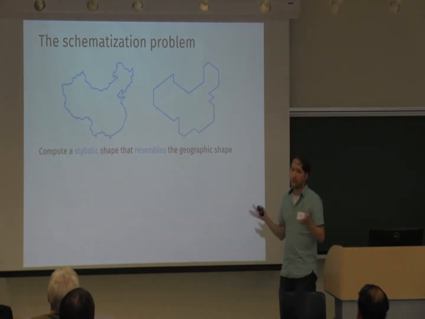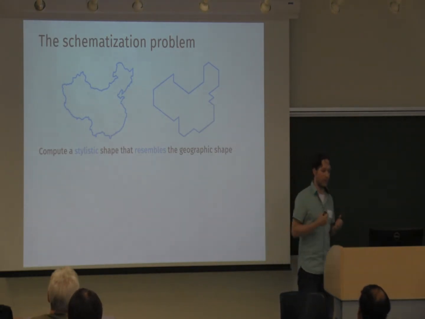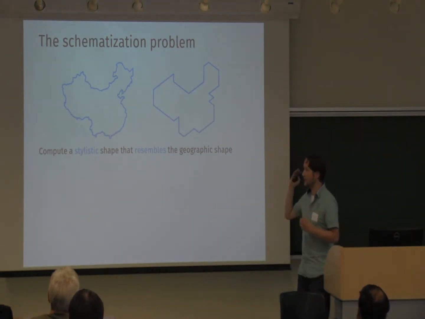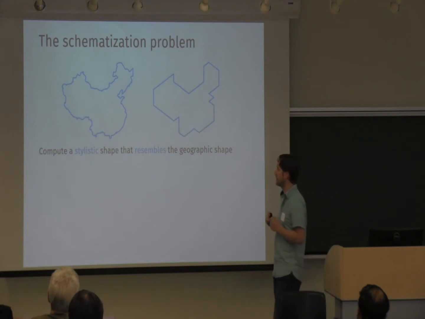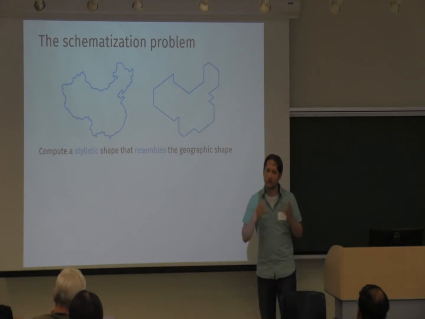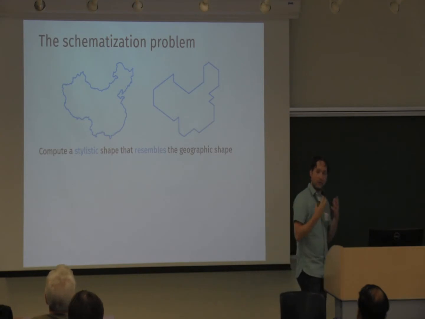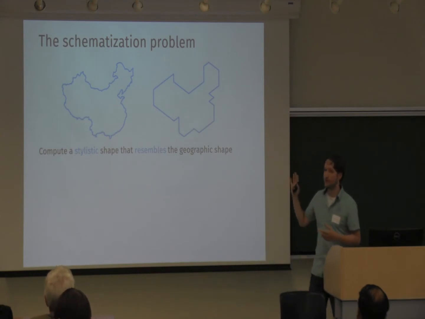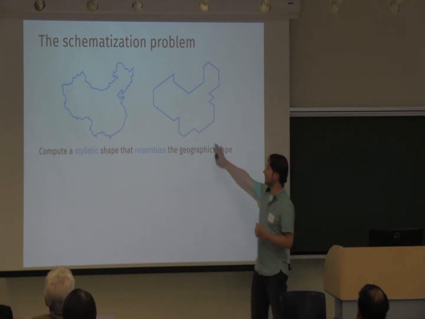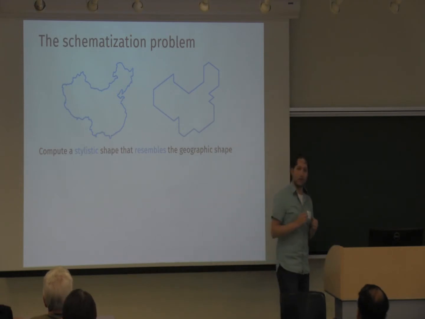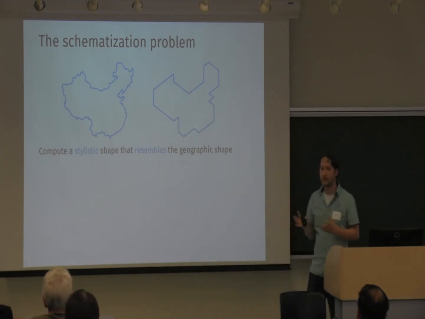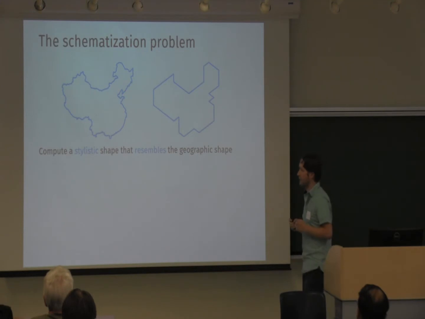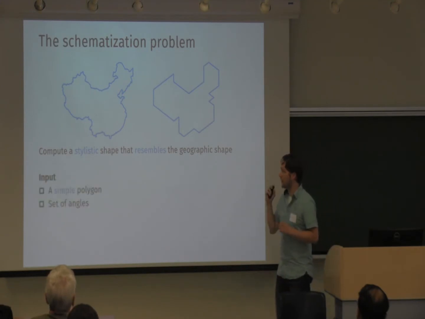So to talk a bit more about Odin, because of course that's why we're here, let's define a problem. So the schematization problem, there's many ways of formulating it, but one high-level way is to say, well, we want to compute a stylistic shape, given, let's say, the outline of China or some other kind of region. We want to compute a stylistic shape that resembles the geographic one. So something like this. Of course, if you want to do algorithm, this is nowhere near precise enough of what we want to do, so let me roughly define it in a bit more precise way.